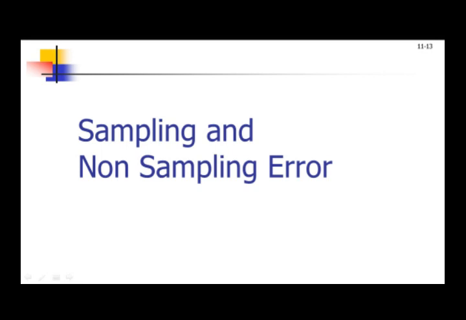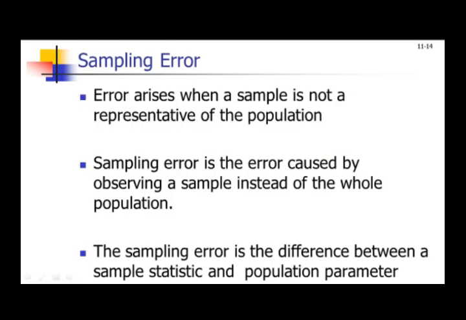Today let's understand a topic which you are all waiting for, sampling and non-sampling errors. Let's start with sampling error. As the name suggests, sampling error arises when a sample is not representative of the population, or it is caused by observing a sample instead of the whole population. To keep it very simple, the error arises whenever the sample we select for study doesn't represent the population completely.